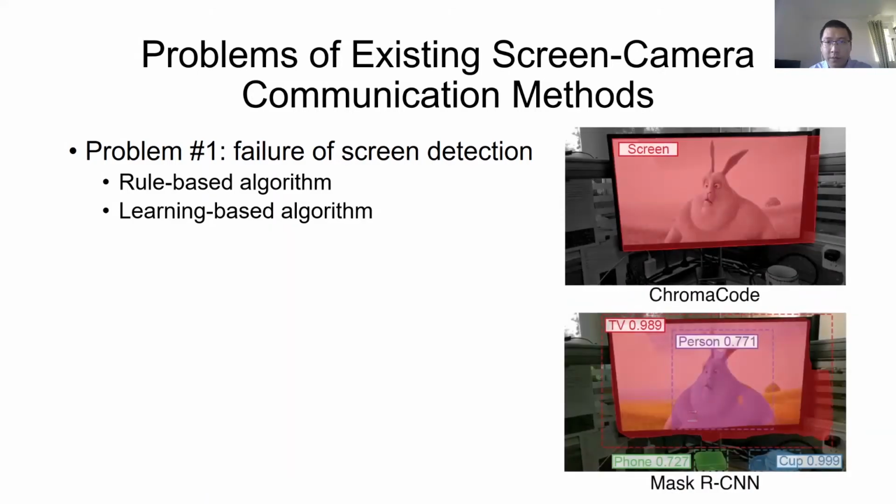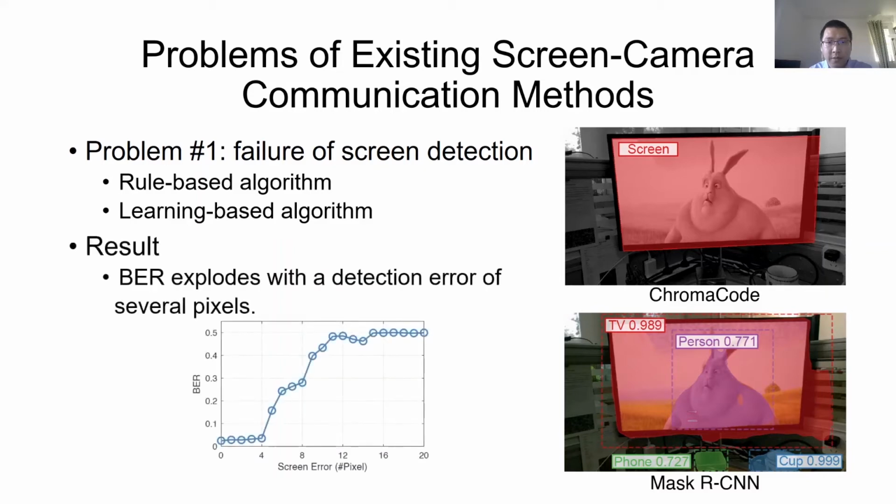However, both of these methods fail to detect the screen opportunistically, mainly due to the complex surroundings of the screen in practice. We further evaluate the impact of the detection error, as shown in the figure below. Bit error rate explodes with a detection error of only several pixels.